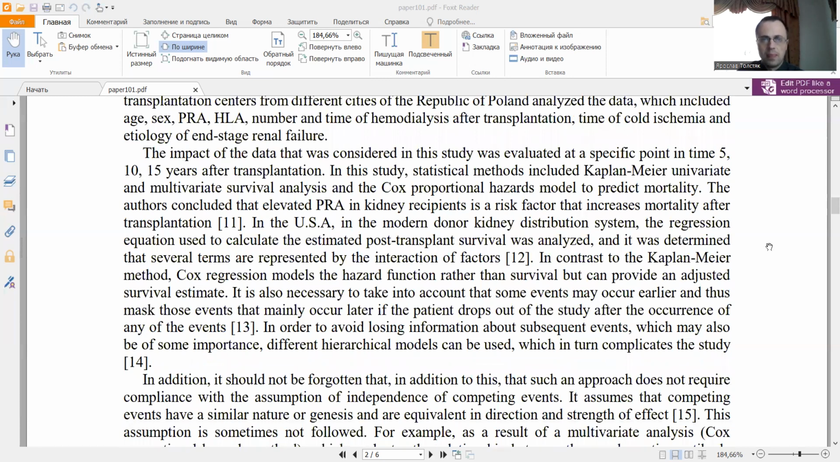Also, a Cox Proportional-Hazards Model predicting mortality was used in survival analysis. The authors concluded that it allowed identifying recipient risk factors in cerebral mortality after transplantation. In the USA, a model of donor kidney distribution, using a regression equation and the calculated estimation of post-transplantation survival, was analyzed and determined in several terms represented by the interaction factors.